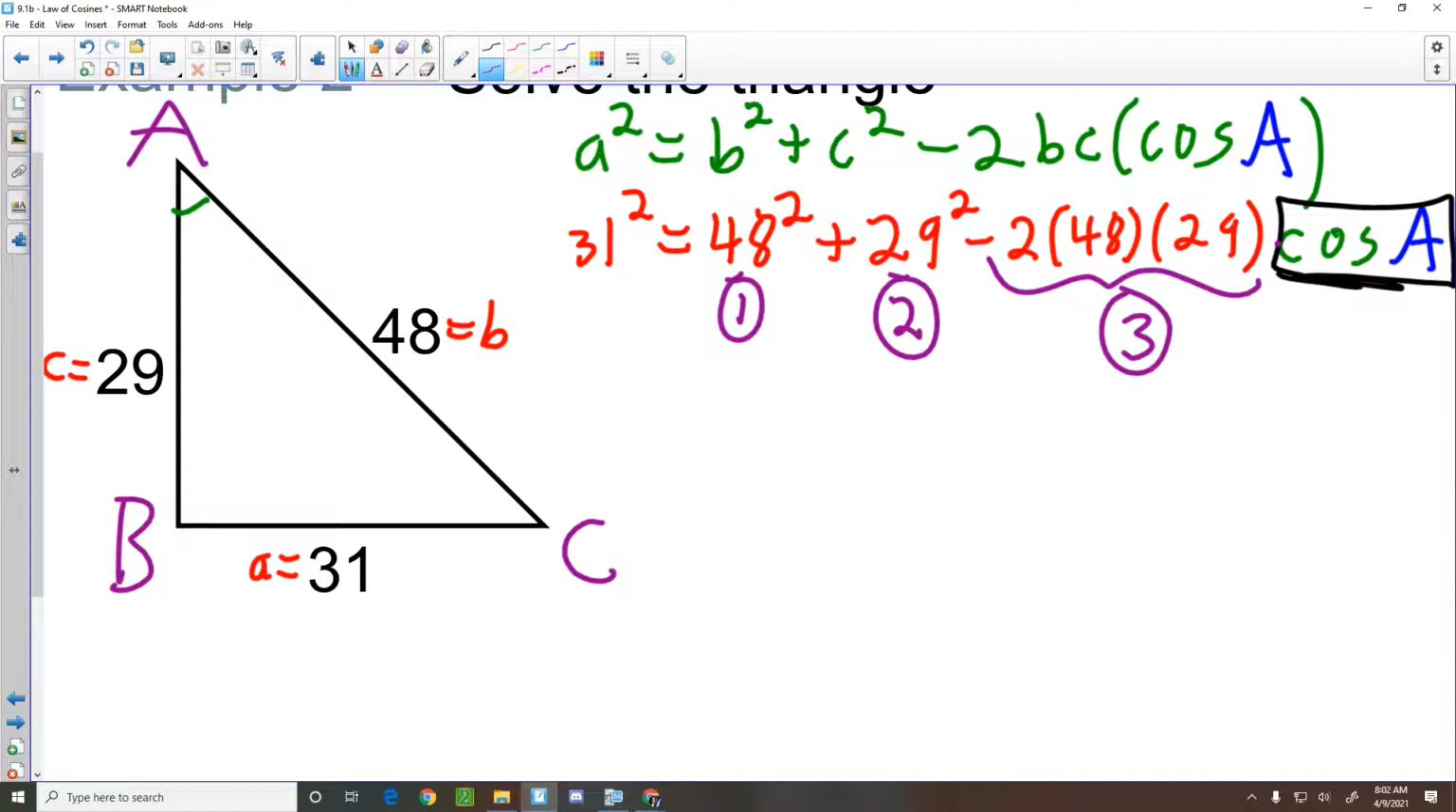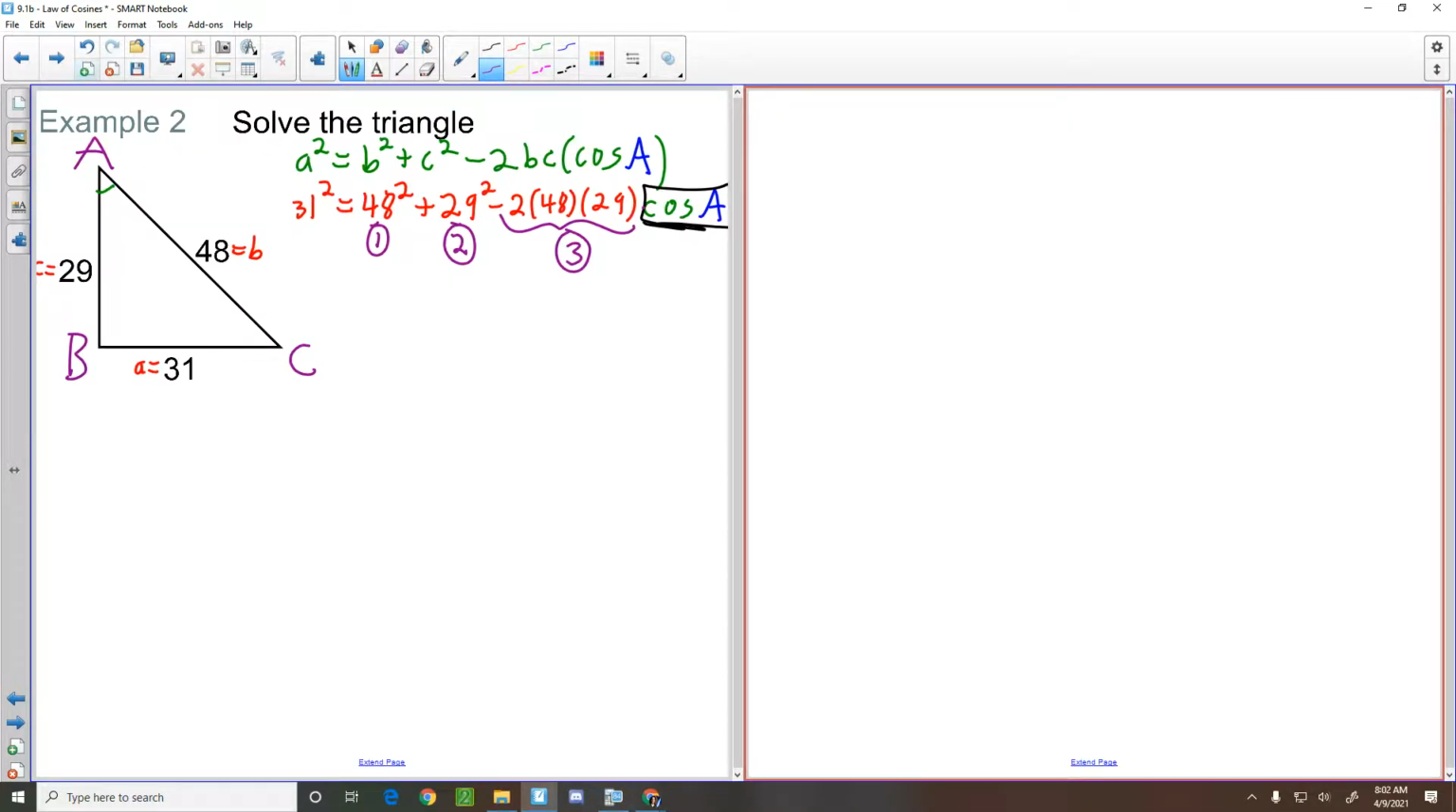So first off, on the left side, I'm going to need more room. I've got 31 squared, which is 961, equals 48 squared, which is 2,304, plus 29 squared. 29 squared is 841.